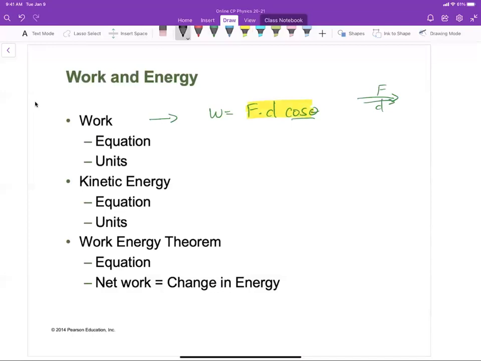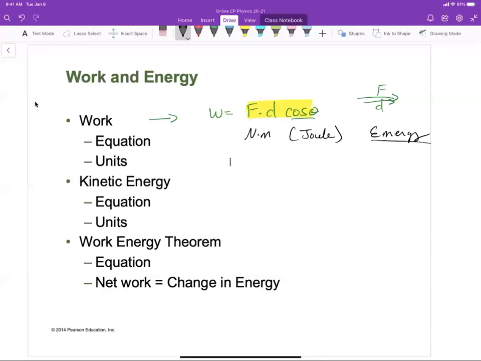And the unit of work is a Newton meter, and we give it a special name, which is called a joule. Work is a form of energy, because we know joules to be a unit of energy. And so when we do work, we're adding energy to the system.